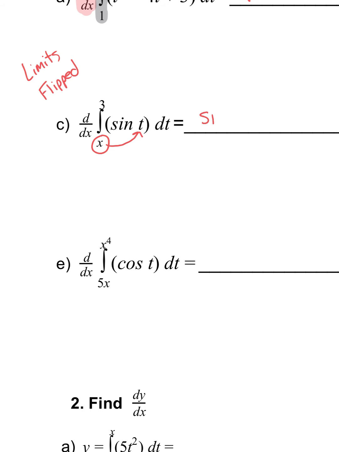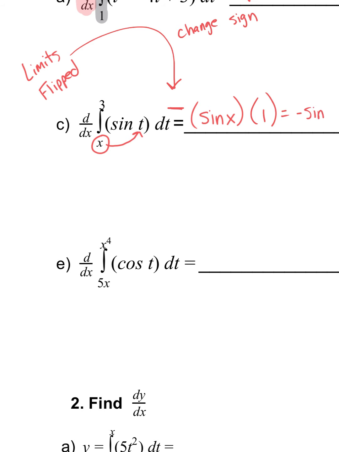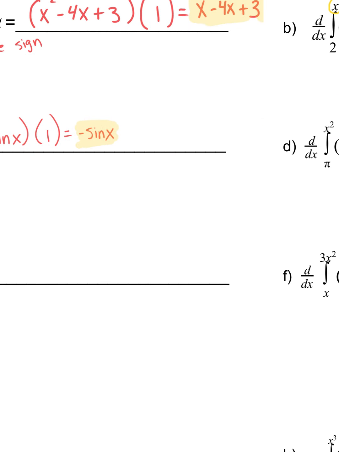So that gives us the sine of x. Now we have to multiply everything by the derivative of that limit. So that's just times 1. And we have to remember to make it negative because your limits are flipped. So you have to change the sign. So our final best answer here is just negative sine of x. So be on the lookout for flipped limits. On to D.